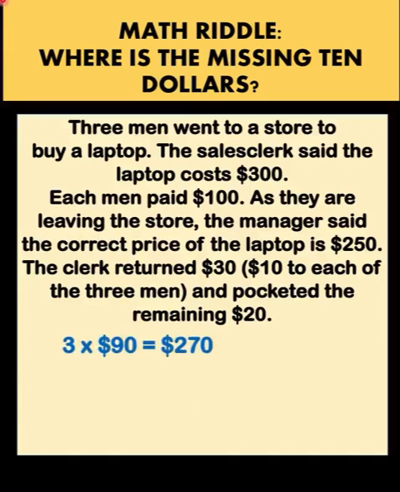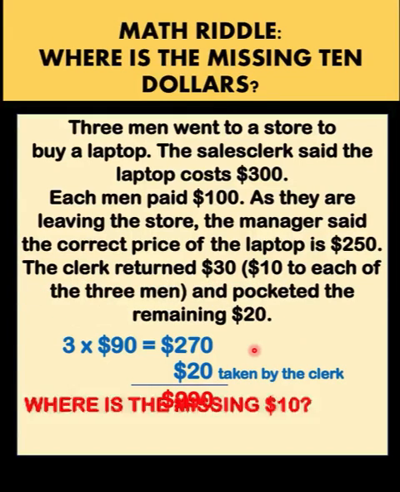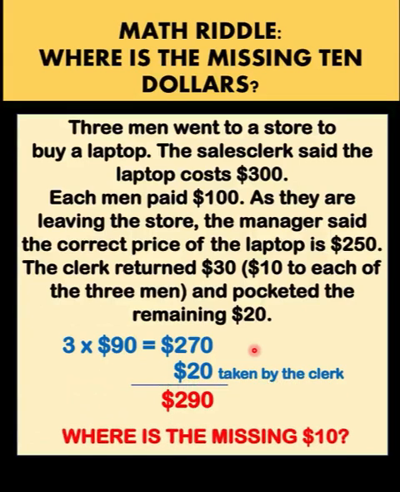So effectively, each paid only $90, and 3 times 90 is $270. And the clerk took $20. The total is $290. There's a problem. Where is the missing $10? You can pause the video and see if you can solve this math riddle. And thanks to TechMath for this problem.